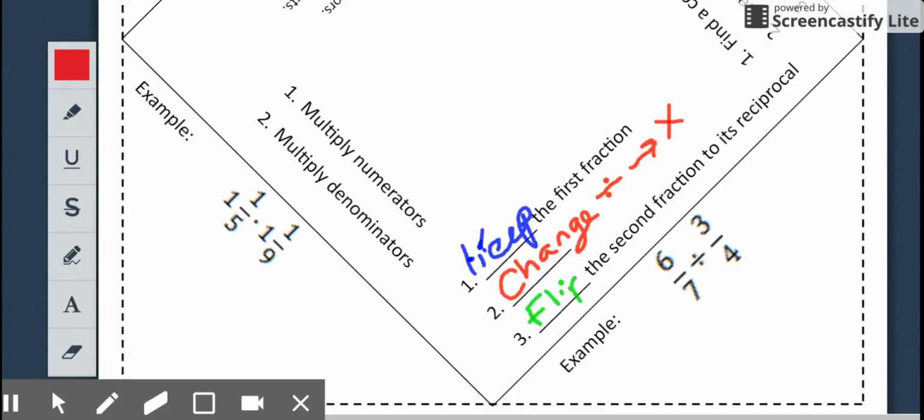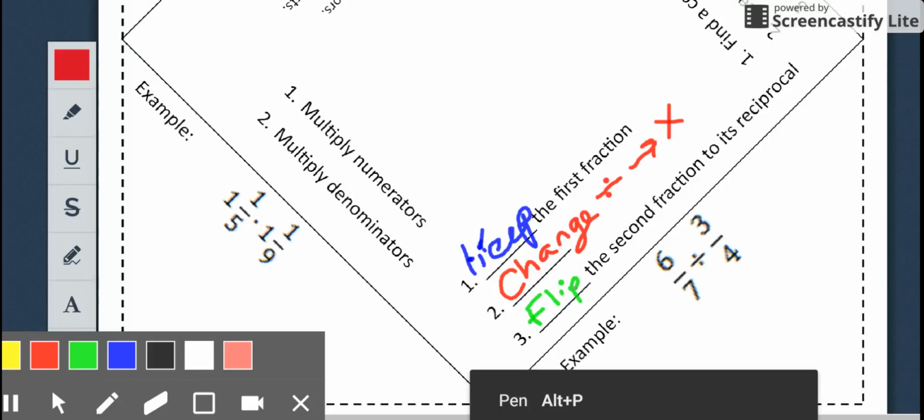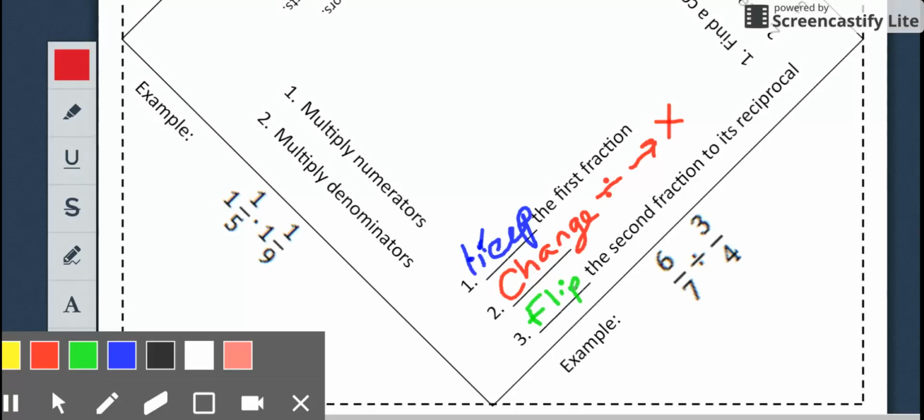So keep, change, flip. And after that, I'm sorry it's not listed, you'll follow the steps for multiplying fractions because then you'll have a multiplication problem. So let's go ahead and convert this. I've got 6/7 divided by 3/4.